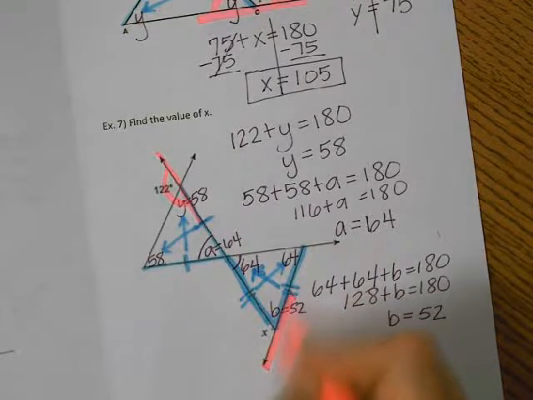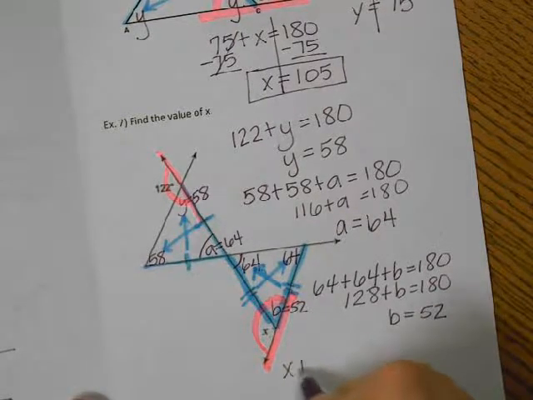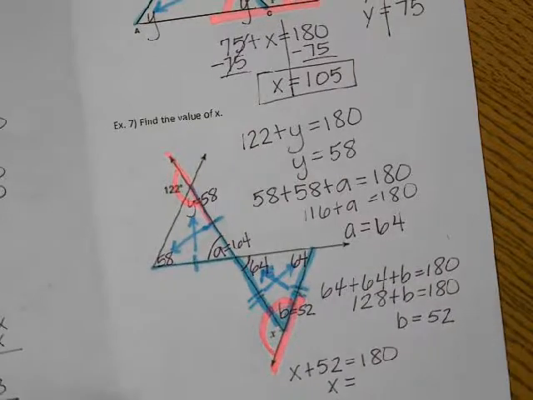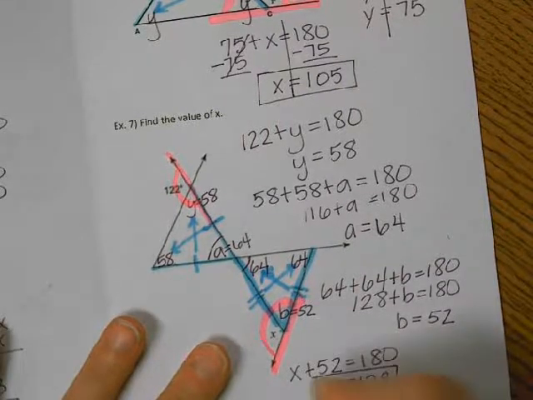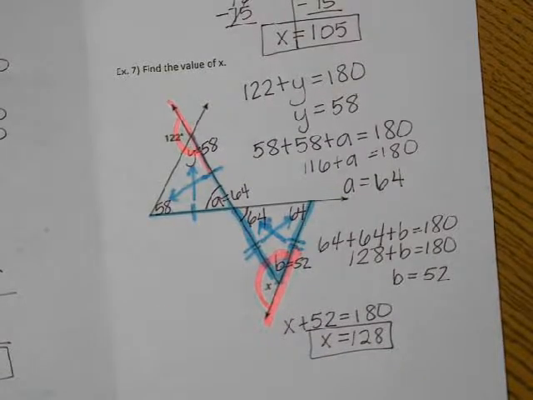So if this is 52, now I can find X. X is found by doing a linear pair. Right? So it's X plus 52 equals 180. So X, if I subtract 52 from 180, I get 128. And I found my answer. Granted, that's a lot of steps. I would never assign a problem like that for a test unless maybe I put it as an extra credit problem. So I would study it because it would be a great extra credit problem on your next test.